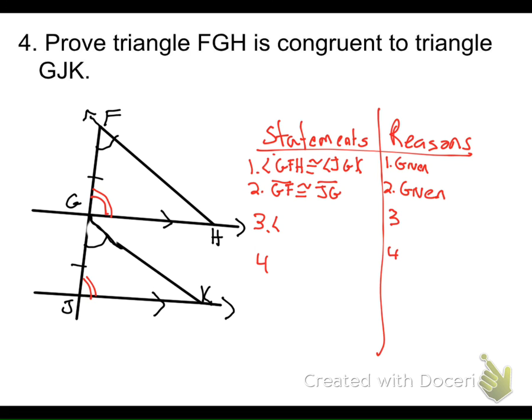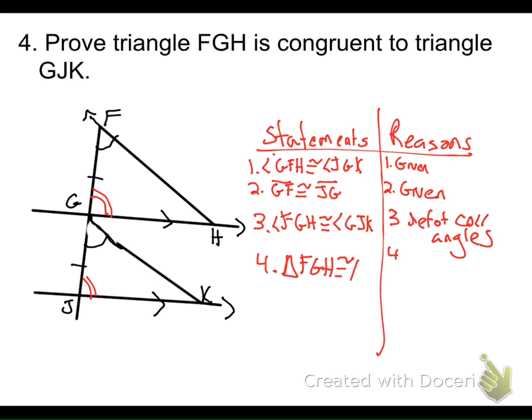So we see that angle FGH is going to be congruent to angle GJK because they are corresponding angles. Definition of corresponding angles. Okay. Our last statement is going to be triangle FGH is congruent to triangle GJK. And 4 is because angle, side, angle.